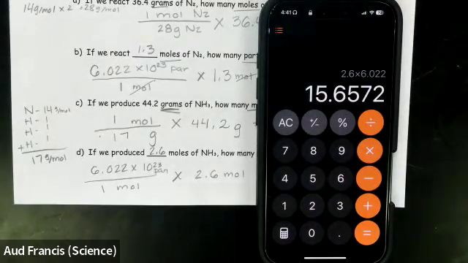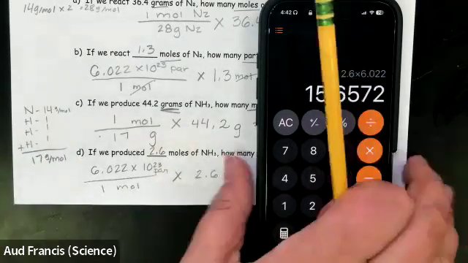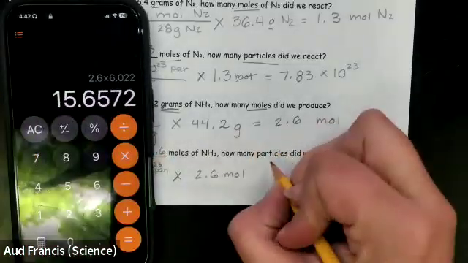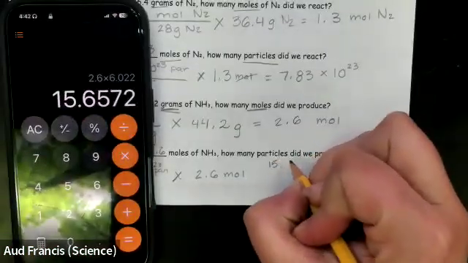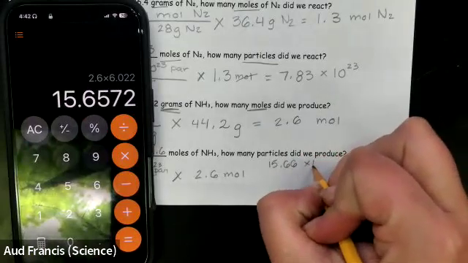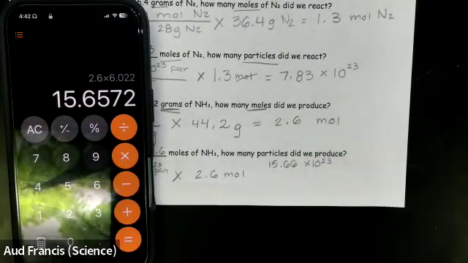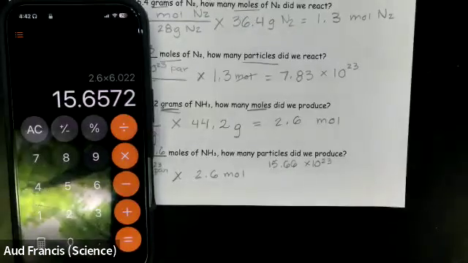When I do this without my 10 to the 23rd, my calculator gives me 15.6572, which is great. The issue is that I can't have 15.6 times 10 to the 23rd. It's improper scientific notation. So for this one, you have to do a little scientific notation conversion. So 15 point, let's call it 66 times 10 to the 23rd, I would probably give you at least half credit on, because did you get the correct quantity? Yes. Did you get the correct scientific notation? Not so much.